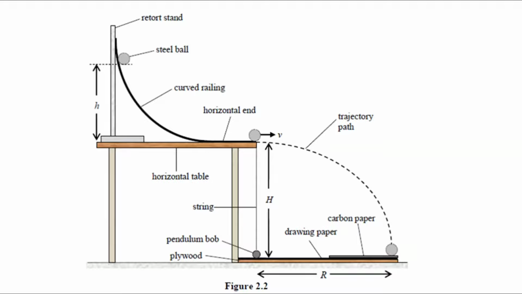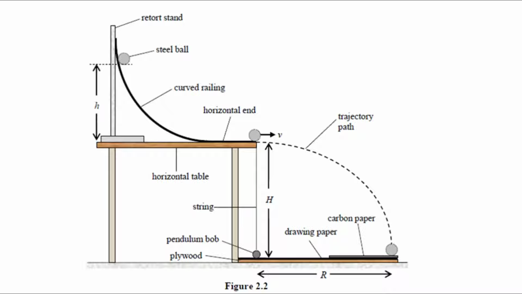Now, we are at the second part of the experiment, the projectile. Diagram 2.2 is the setup diagram. We are going to look at the diagram carefully. We start with the small h. The small h is the release height of the steel ball. You are going to manipulate this value in the experiment.